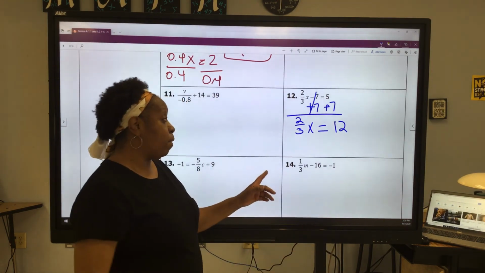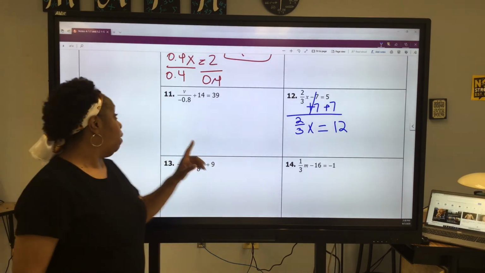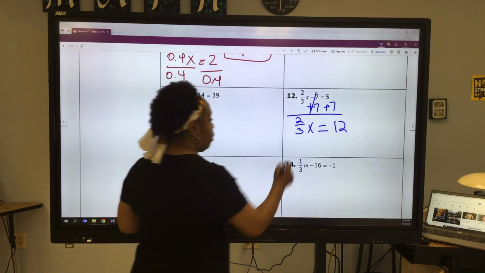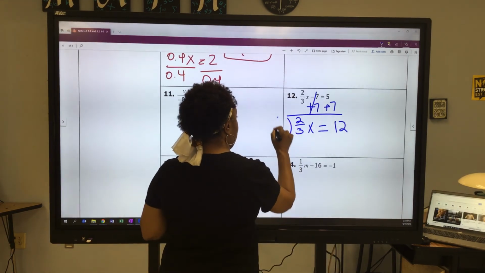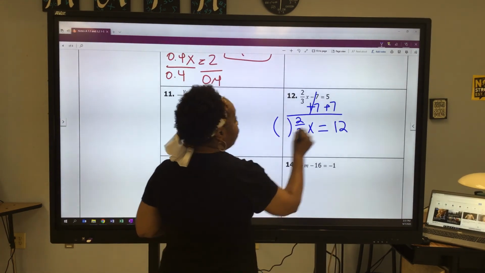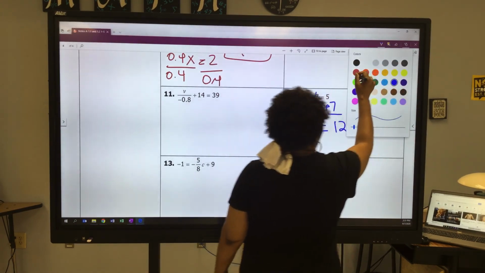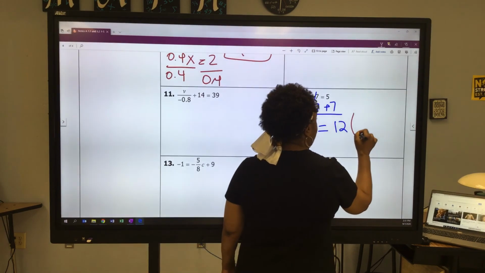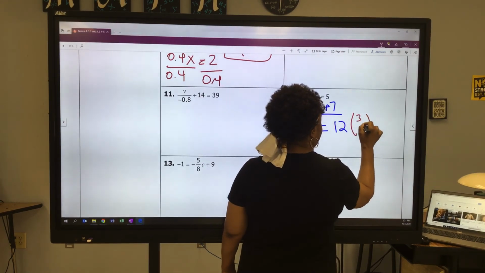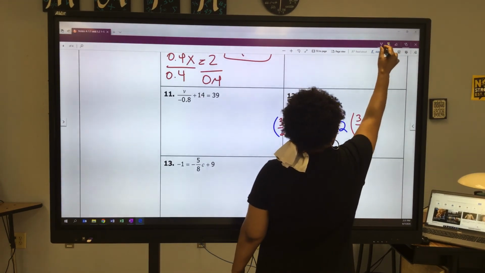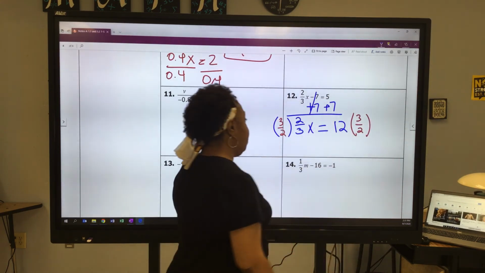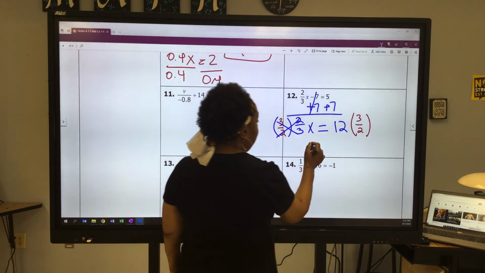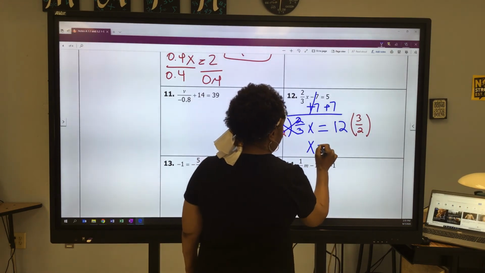Okay? Now remember, we now multiply by what? Remember that word we use, the R word? The reciprocal. That's right. Multiply by the reciprocal. The reciprocal of 2/3 is what? That's right. 3/2. And you're going to multiply both sides by that. Okay? So over here we know this cancels. Perfect. We have x equals, okay?